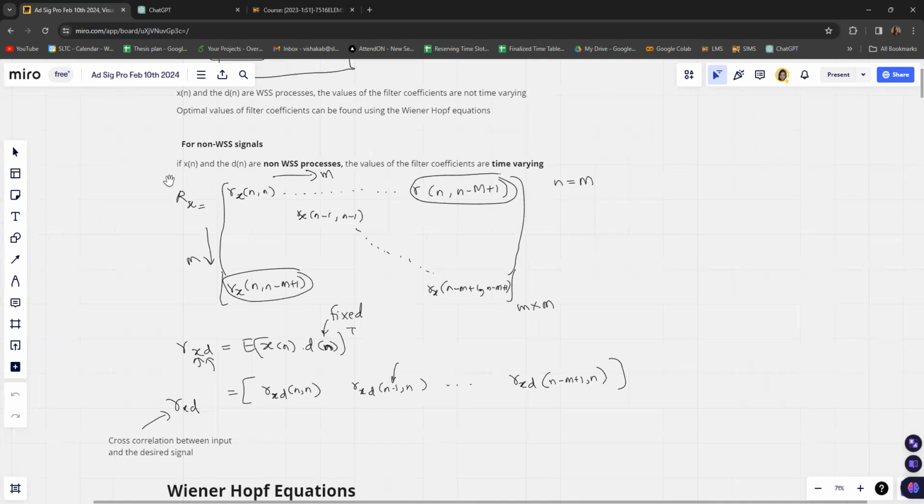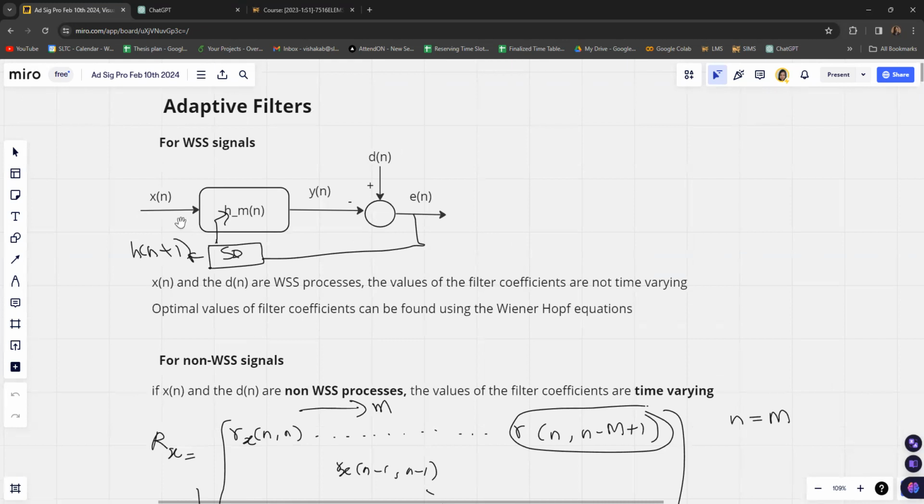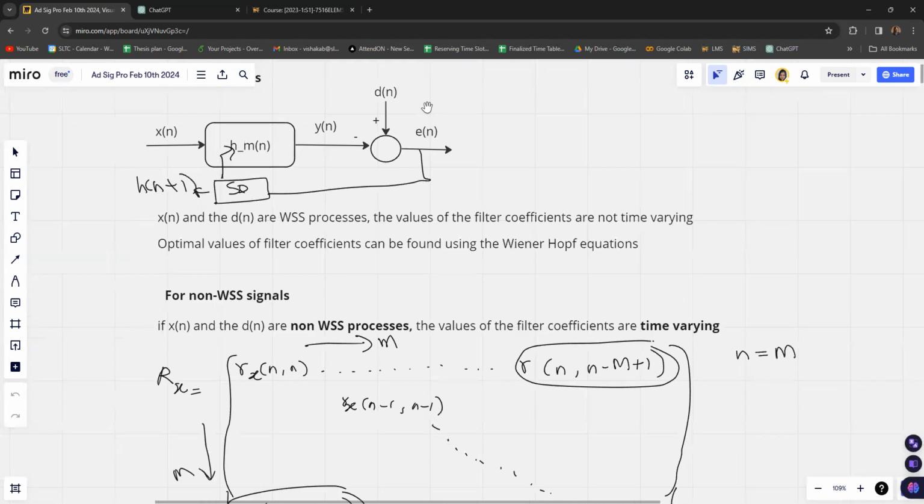In cases where you have these non-WSS signals, then of course the statistics of the input signal to the filter change with time. In that case, we have to take that into account, and we have to calculate the error, and then based on the error we have to calculate the optimal filter coefficients for that certain time period. Then we have to update the filter coefficients of the filter, and we have to make our output as close as possible to the desired signal.